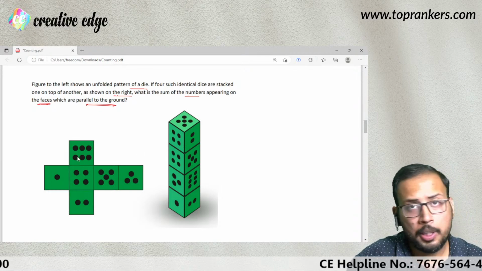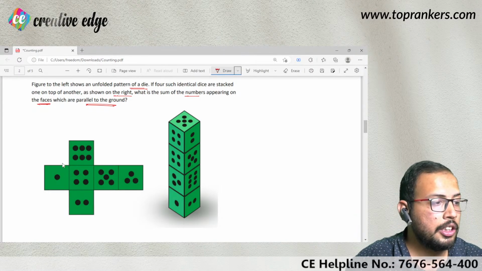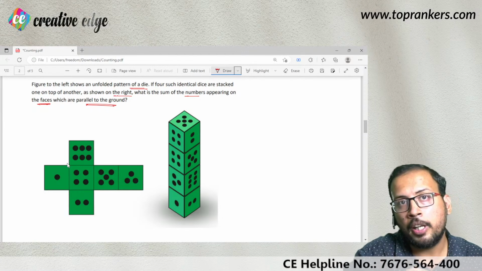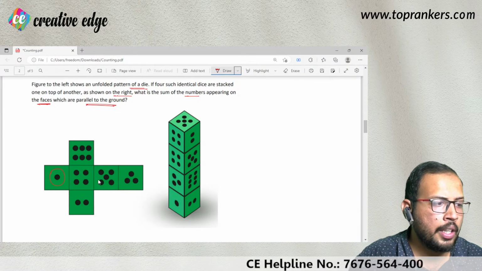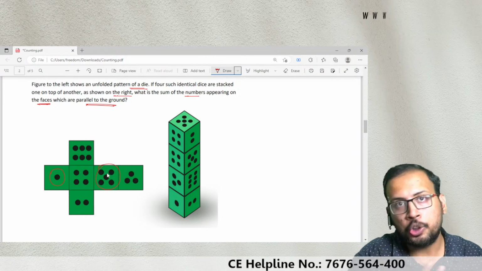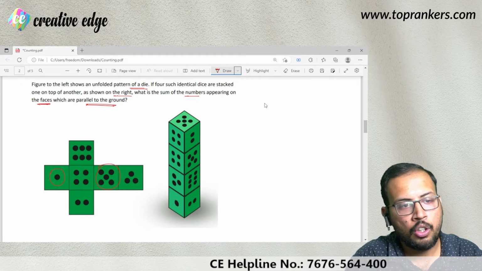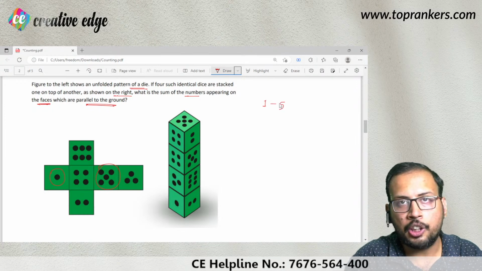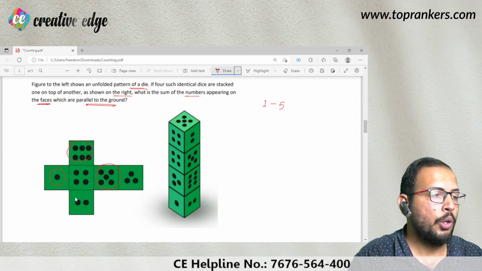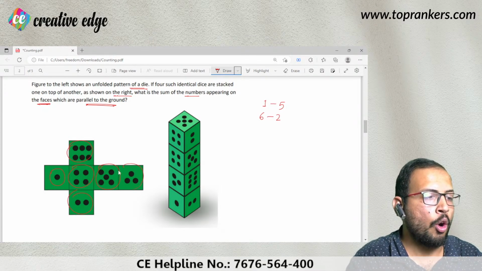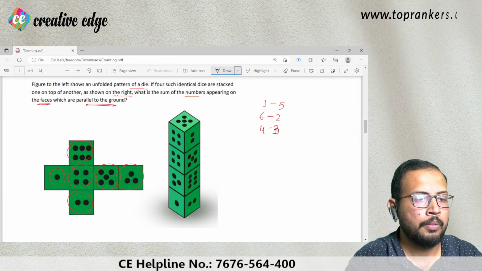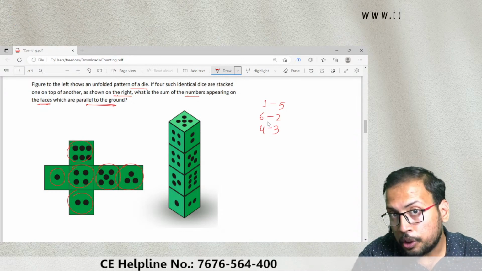First of all, you also have to do this thing here, that you must know which number is opposite to which. For example, if I talk about this one and this 5, they are opposite to each other because they are alternate. So 1 and 5 are opposite to each other. Then 6 and 2 are opposite to each other, and 4 and 3 are opposite to each other. This is where you are going to start your question.